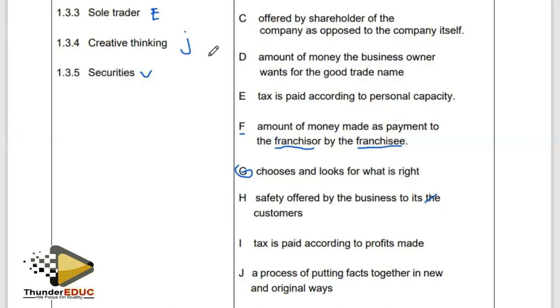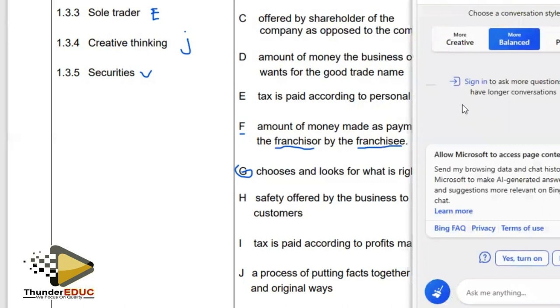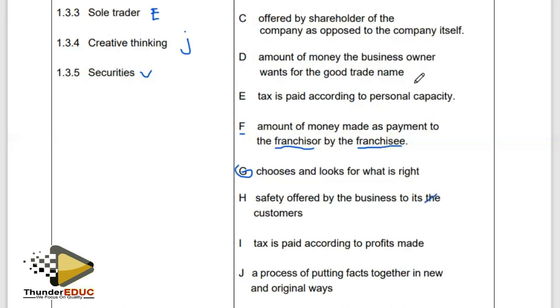Okay, we are left with only one option, which is securities. Our best alternative for securities is that they are offered by shareholders of the company as opposed to the company itself. The best alternative is C. The best alternative for securities is C.